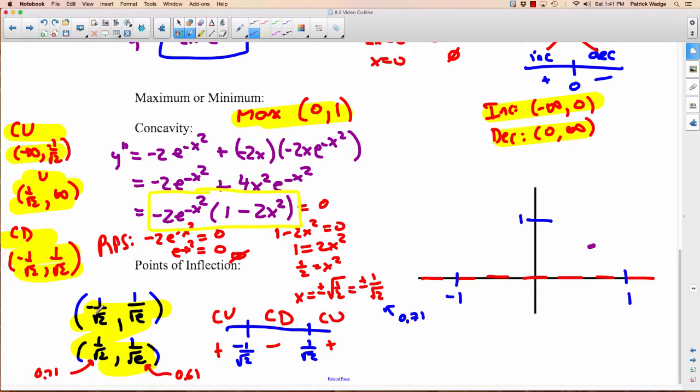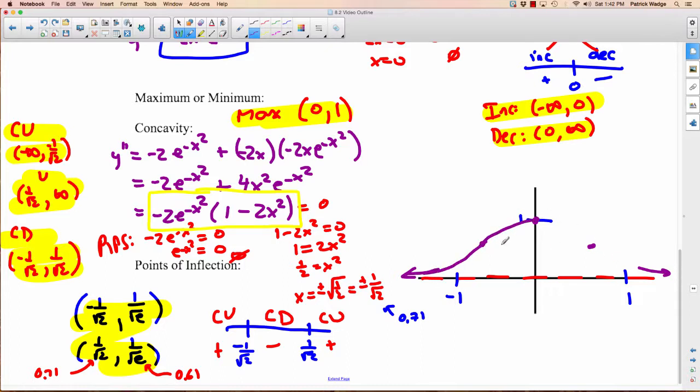And -0.71 and 0.61 would be somewhere around here. And don't forget, I forgot to put our point right here. Okay, now remember, it's getting closer and closer to this asymptote, and it's getting closer and closer to the asymptote here. It should be increasing up until 0. It should be concave up until our inflection point, and then concave down.